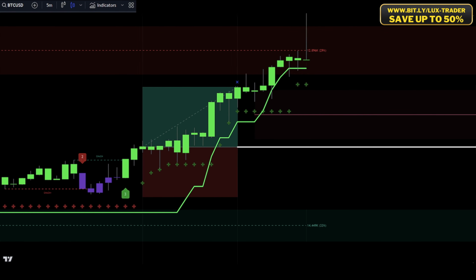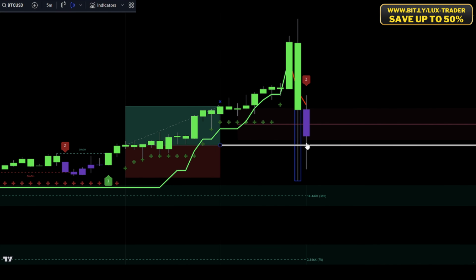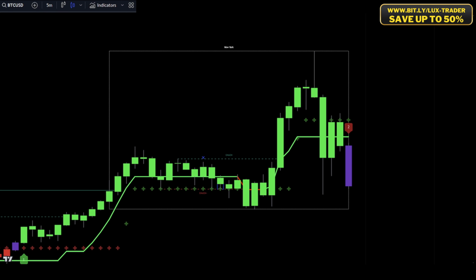As the market sweeps for a liquidity grab, you find yourself stopped out at break even. Okay, now let's take a look at a short trade example.